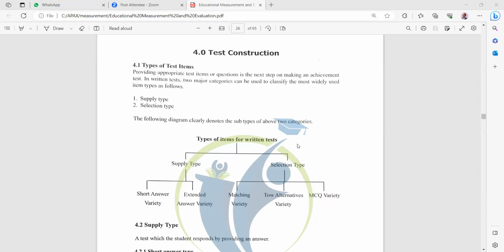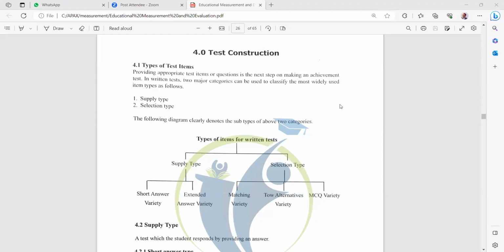Yes, so this is it, right? We are going to discuss types of test items, right? Providing appropriate test items or questions is the next step in making an achievement test. In written tests, two major categories can be used to classify the most widely used item types as follows, right?